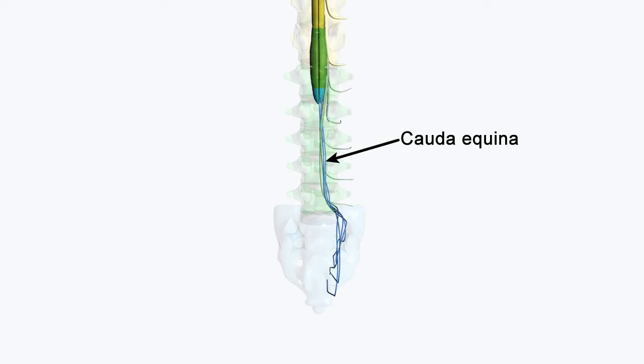The cauda equina is located in an extension of the dura mater that surrounds the spinal cord, the lumbar system. The lumbar system extends from the L12-T1 boundary, where the spinal cord ends, to the sacral S2 vertebra. It is filled with CSF, and this is where fluid is drawn from during a lumbar puncture.